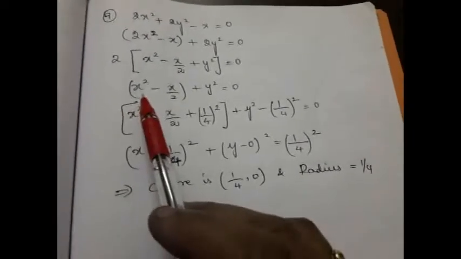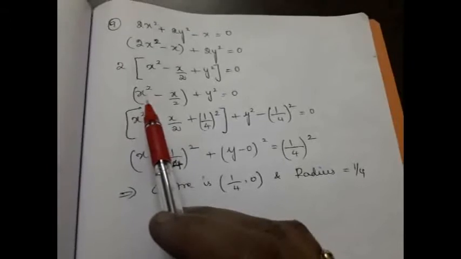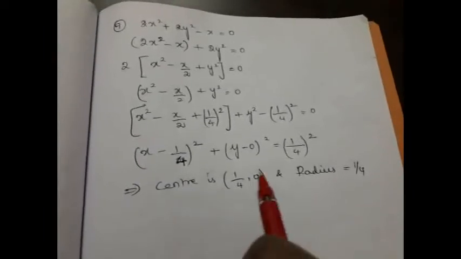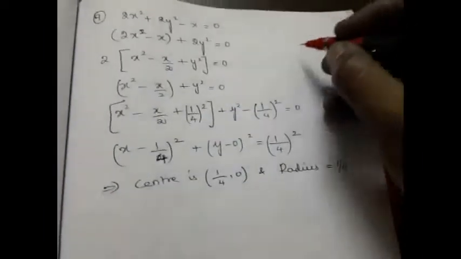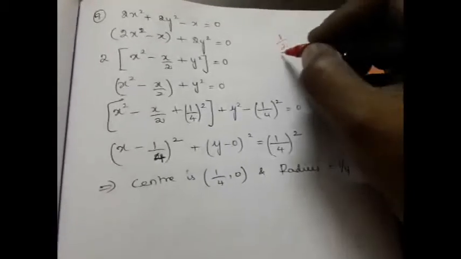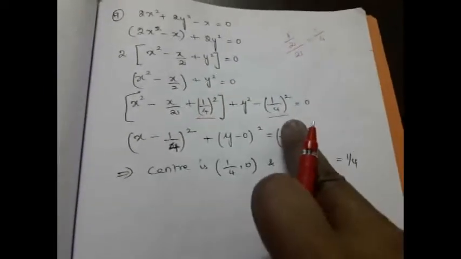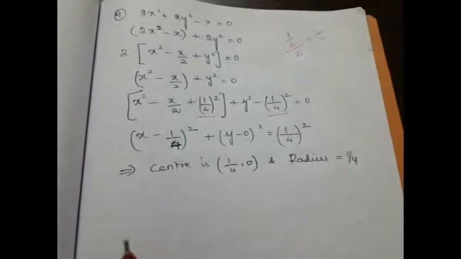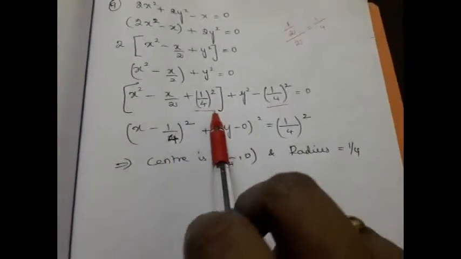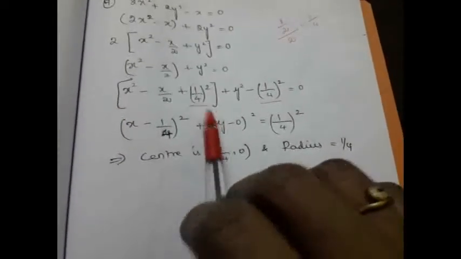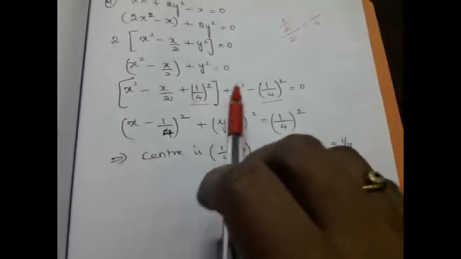Now apply the completing the square method. What is the completing the square method? I told you, you have to add and subtract the square of half the coefficient of x. What is the coefficient of x here? 1 by 2. So you have to divide it by 2, so it will become 1 by 4. Now we have to add and subtract 1 by 4 the whole square. Not just 1 by 4, it's the whole square. Now if we combine these 3 terms, we can get x minus 1 by 4 the whole square. If we expand it, we will get all these 3 terms. But y square is separate, it doesn't have any y term.